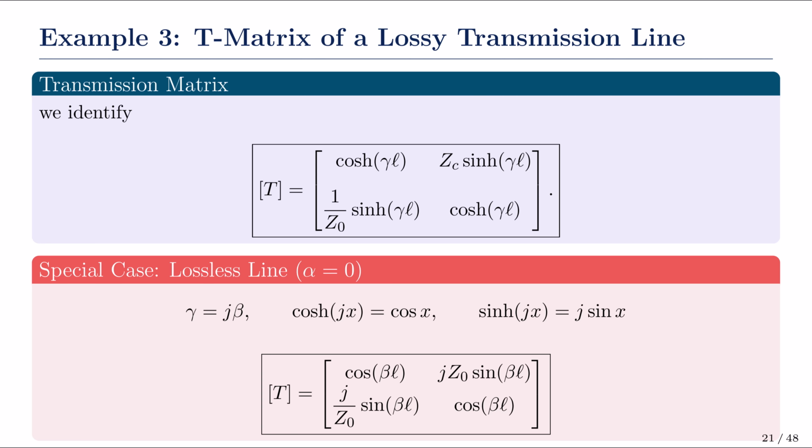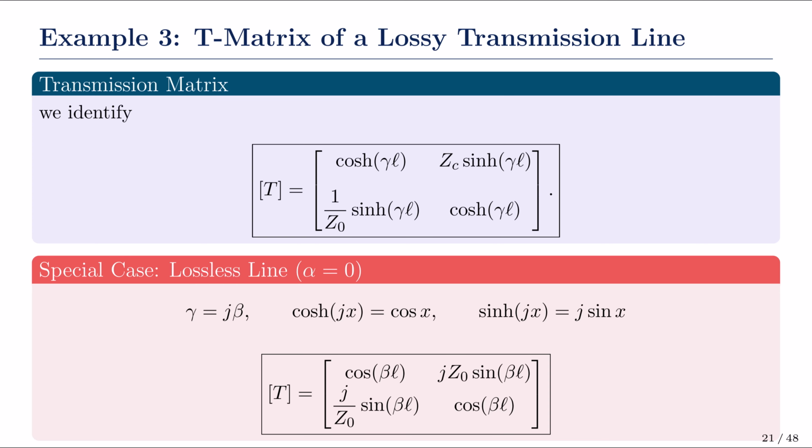As an important special case, consider a lossless line for which alpha equals 0 and gamma equals j beta. Using the identities for hyperbolic functions with an imaginary argument, the matrix reduces to the familiar trigonometric form involving cosine and sine.